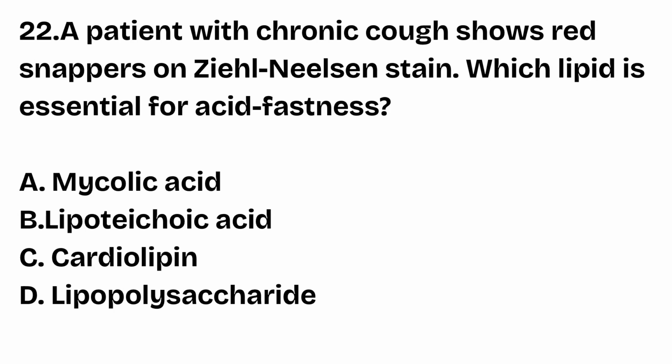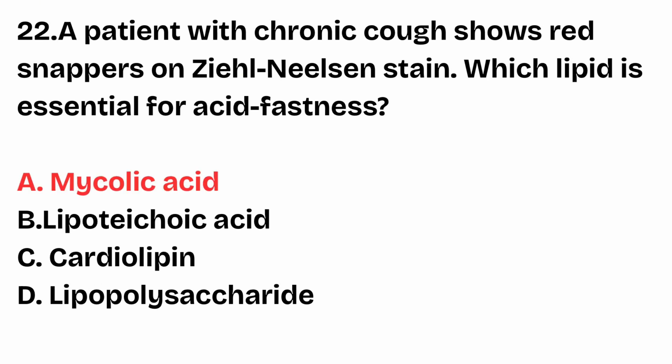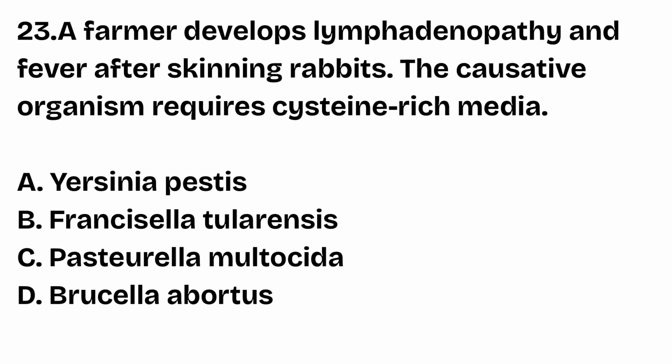Question number 22. A patient with chronic cough shows red snappers on Ziehl-Neelsen stain. Which lipid is essential for acid fastness? Mycolic acid, lipoteichoic acid, cardiolipin, lipopolysaccharide. The right answer is option A, mycolic acid. Mycolic acid in the cell wall of Mycobacterium makes them acid fast, so they can retain carbolfuchsin dye even after acid alcohol treatment.